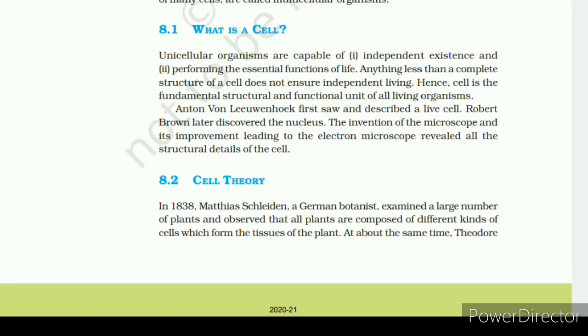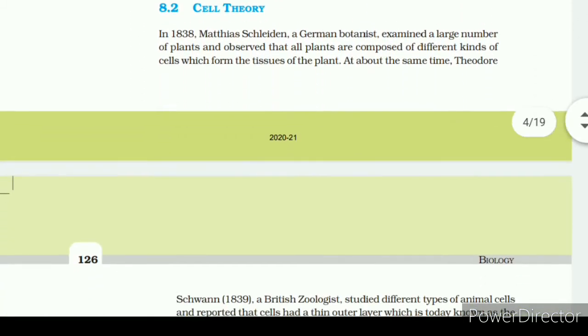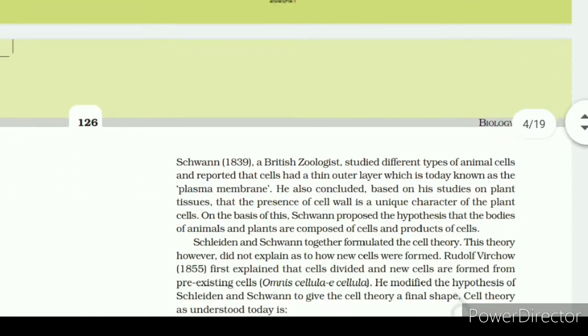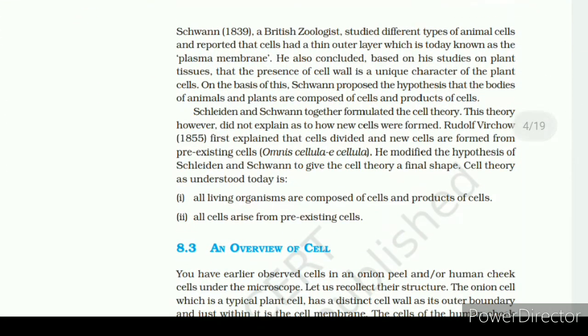8.2. Cell Theory. In 1838, Matthias Schleiden, a German botanist, examined a large number of plants and observed that all plants are composed of different kinds of cells which form the tissues of the plant. At about the same time, Theodor Schwann, in 1839, a British zoologist, studied different types of animal cells and reported that cells had a thin outer layer which is today known as plasma membrane. He also concluded, based on his studies on plant tissues, that presence of cell wall is a unique character of plant cells. On the basis of this, Schwann proposed the hypothesis that bodies of animals and plants are composed of cells and products of cells.